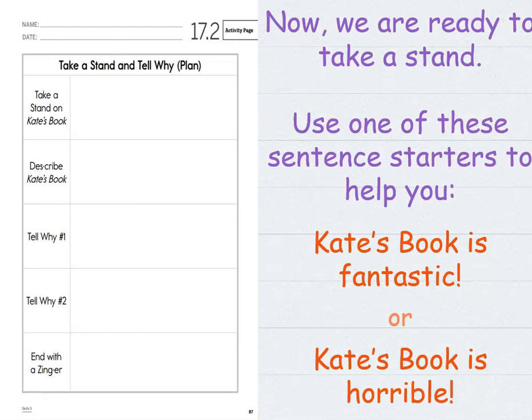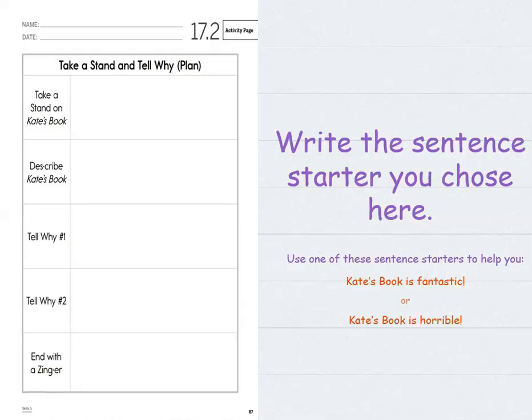You're going to write your opinion in your planning template on 17.2. You can choose to take a stand that Kate's book is fantastic or Kate's book is horrible. Write the sentence starter you chose here. Use one of the sentence starters to help you. Use either Kate's book is fantastic or Kate's book is horrible.